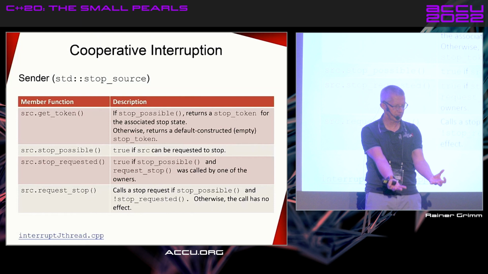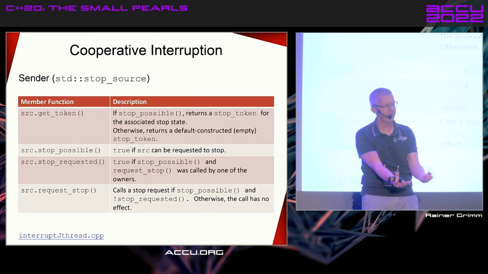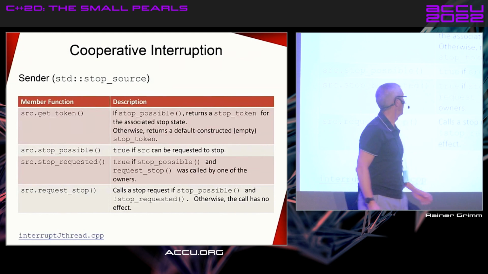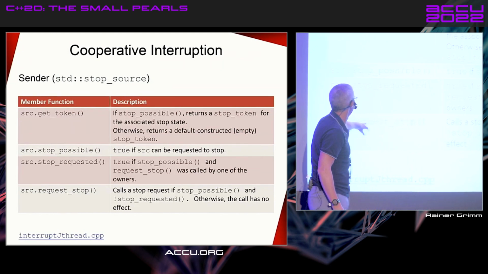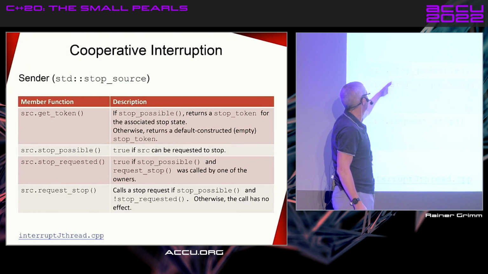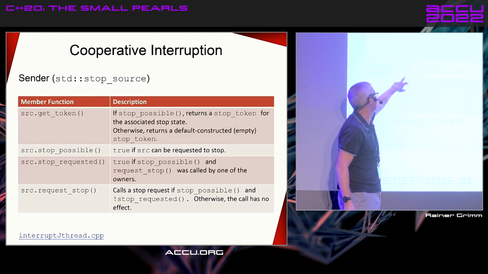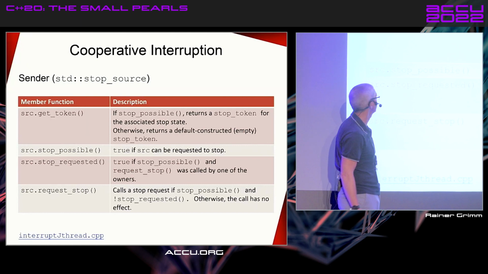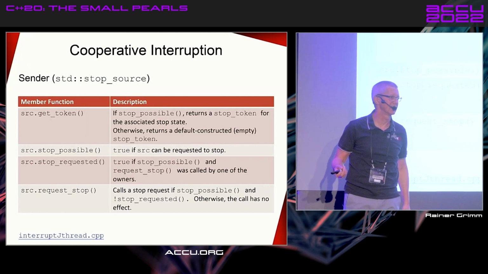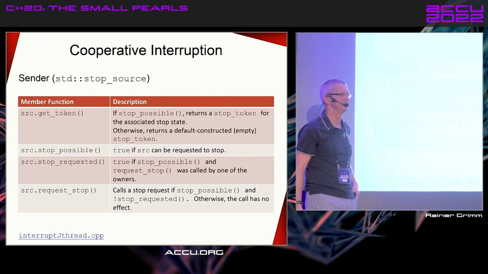You have two things, and now you can copy one of the things to a different thread, and now you can send a notification. And sending a notification means request_stop. And there's an additional interface to it. You can ask if it's possible to stop, and you can ask if you already invoked a stop request. Once more, you can do it only once.